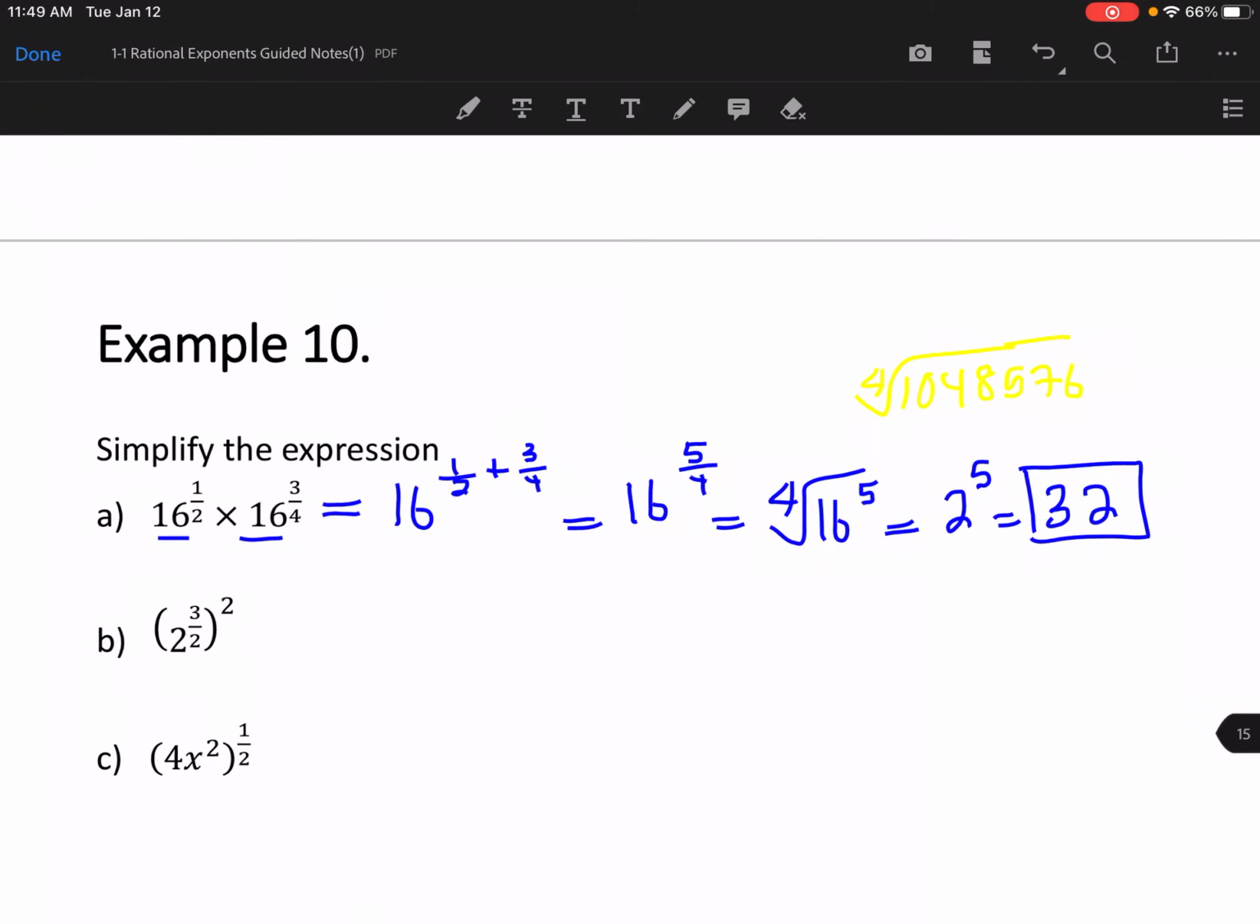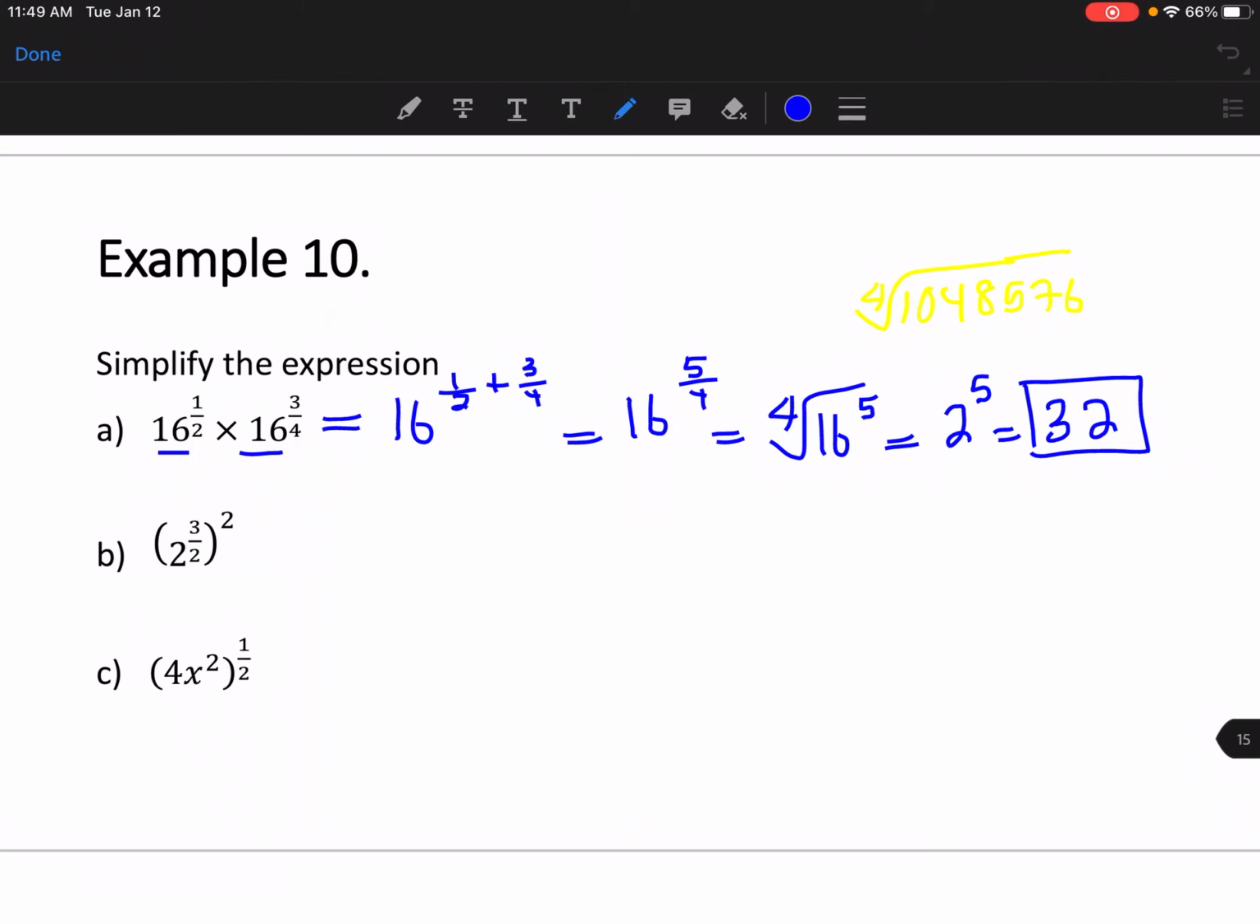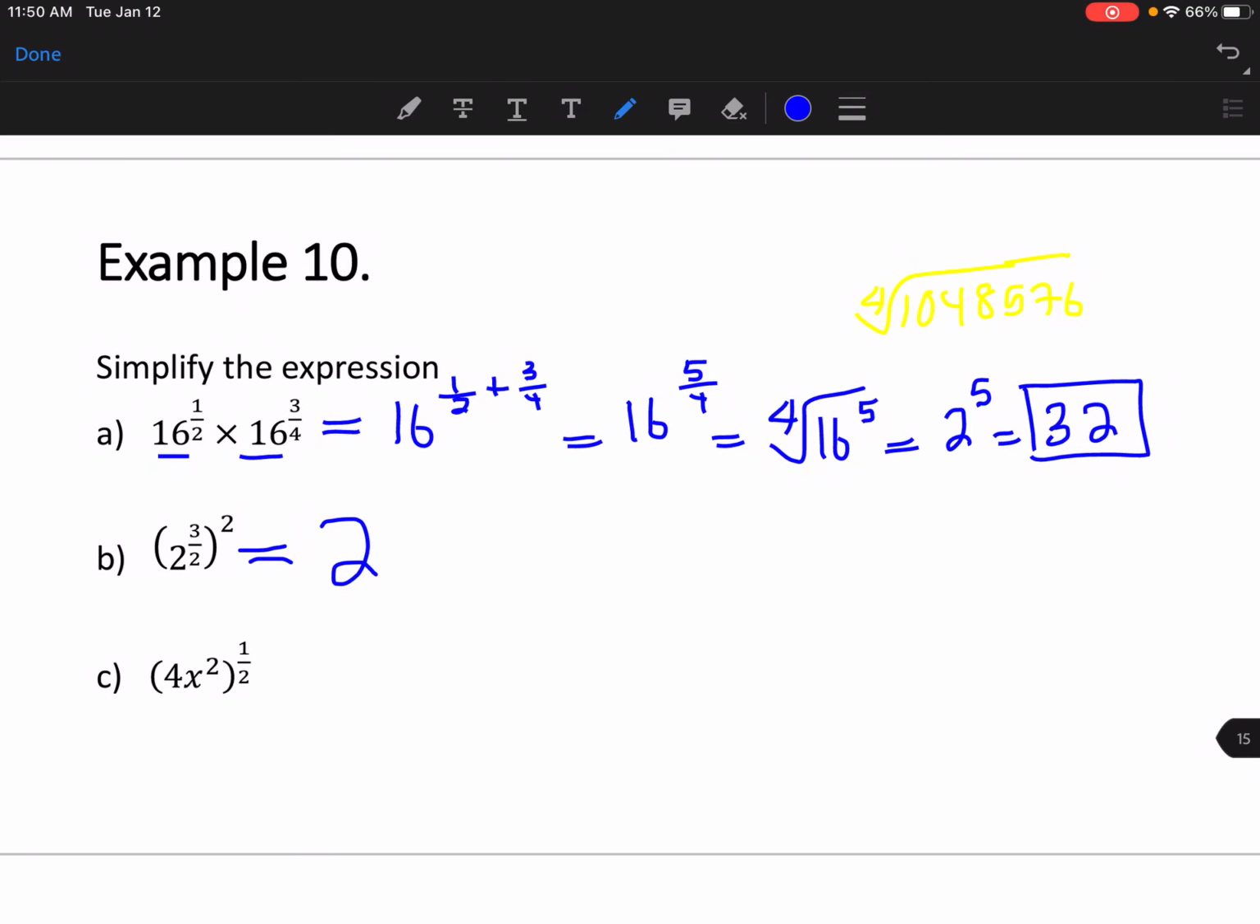All right, next example. If you have 2 to the 3rd to the 2nd power, when I have a power to another power, my exponent property tells me that I can multiply them. So 2 to the 3/2 times 2. 3/2 times 2 is 3. So this is 2 to the 3rd power, which is 8.